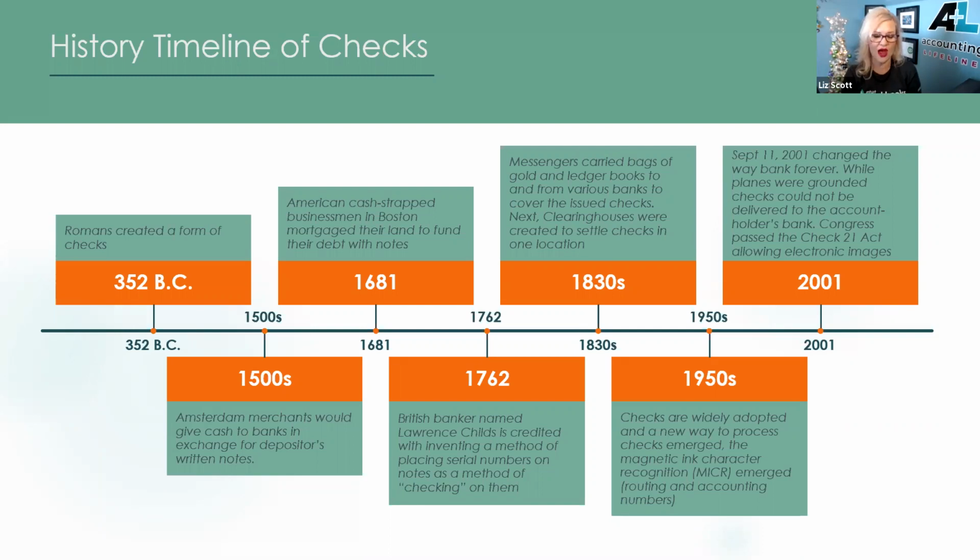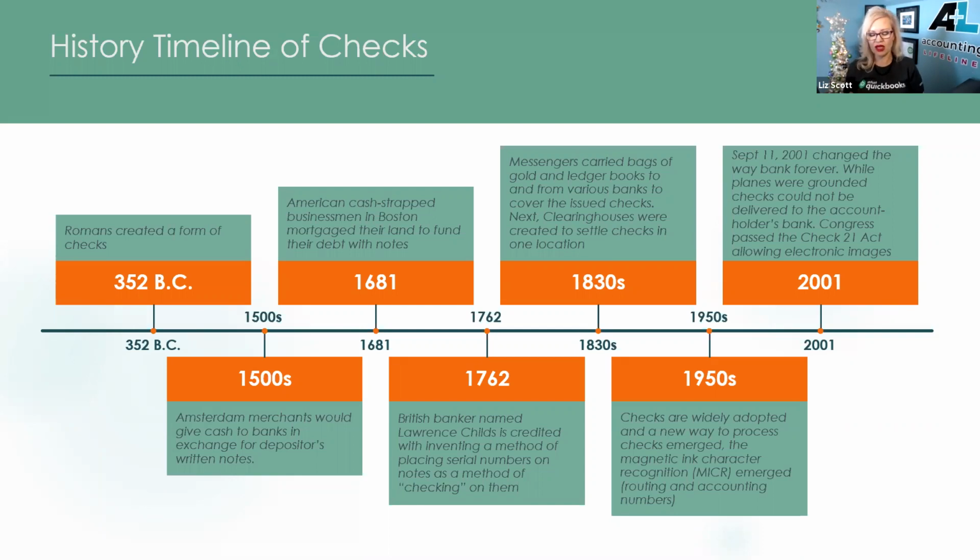But then a new thing happened. In the 1950s, we have the MICR code. That's that little electronic numbering system at the bottom of the checks that made it faster for the banks to electronically read those checks. But at that point, we still had planes delivering these checks back and forth to these different banks. And then a major catastrophe happened.